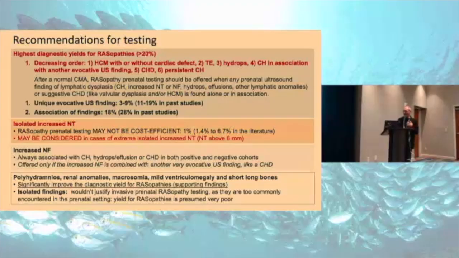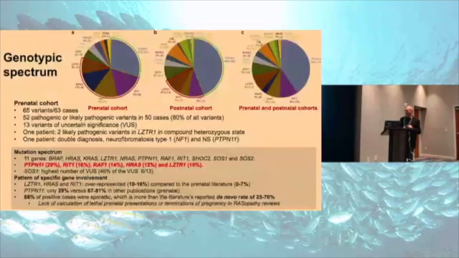Polyhydramnios, renal abnormalities, micrognathia, mild ventriculomegaly, and short long bones significantly increase diagnostic yield, but they are too commonly encountered in a prenatal setting, and the diagnostic yield is presumed to be very low, and so maybe invasive prenatal RASopathy testing is not justified.